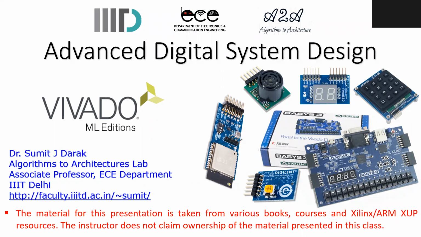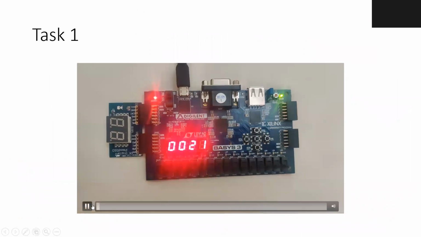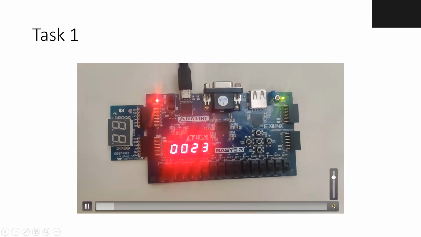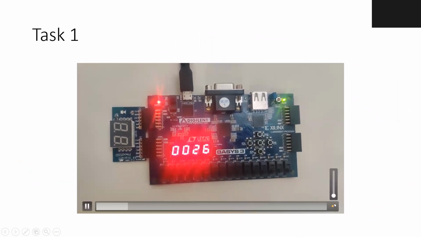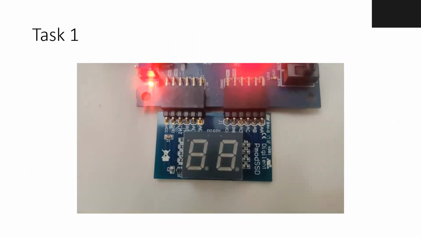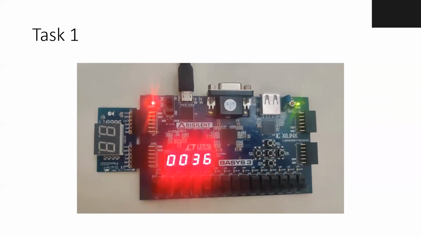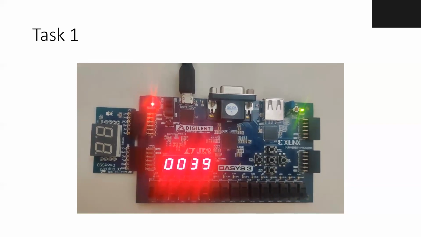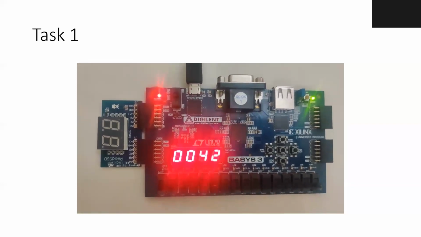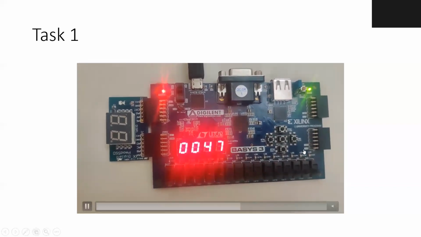In the previous lab, we discussed how to display any number on the onboard 7-segment display. We completed the lab where we generated the 1 hertz clock, and using the 1 hertz clock, we displayed the output of the counter, a mod 60 counter, on the 7-segment display. We used the onboard 7-segment display, and we used only 2 digits of it.